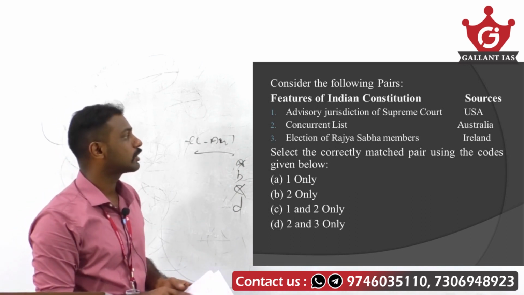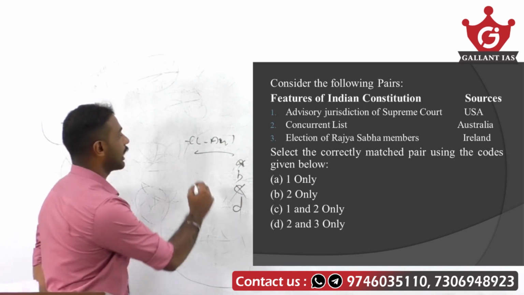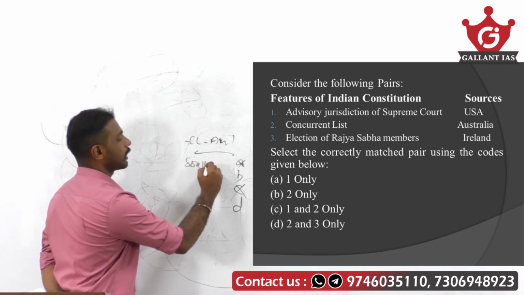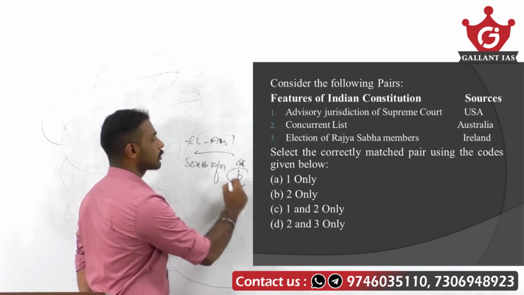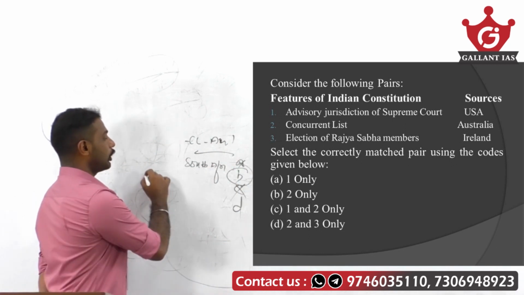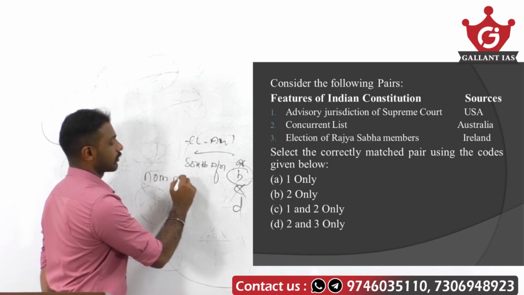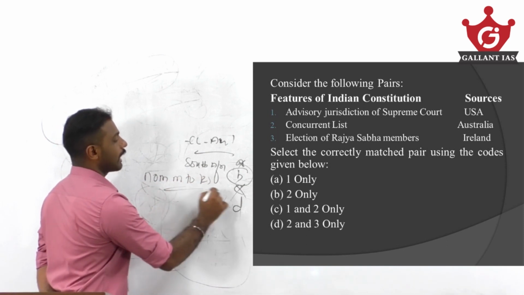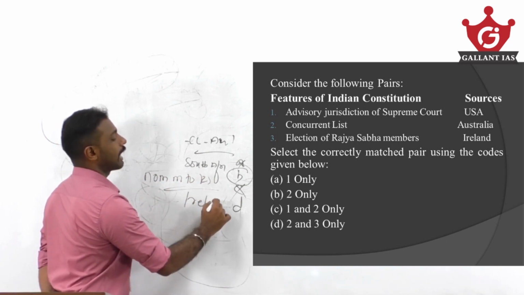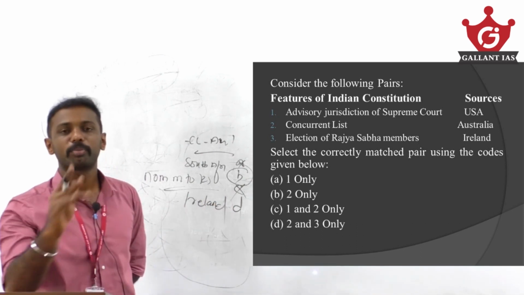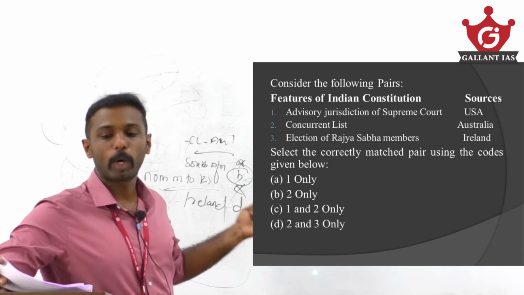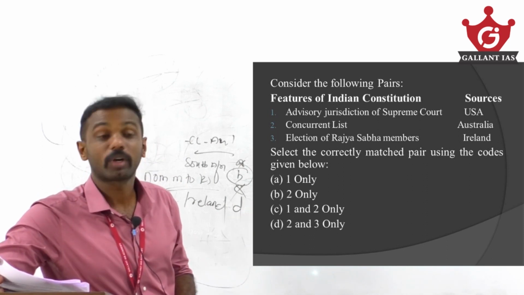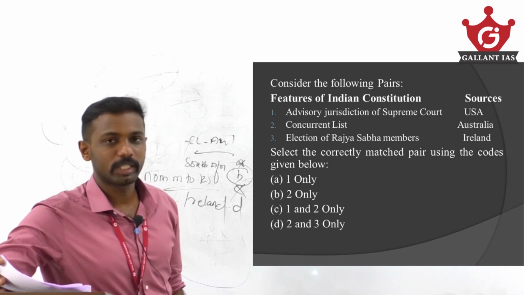And regarding election of Rajya Sabha members, it is not from Ireland, it is from South Africa. So 3 should also be eliminated. The answer becomes B. But see, the nomination of members to Rajya Sabha, that we took from the Constitution of Ireland only. So please note all these differences when you study. So here the answer becomes option B, that is 2 only.